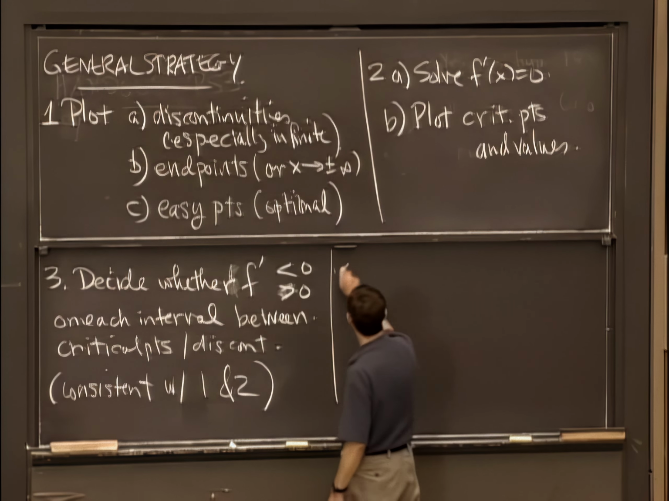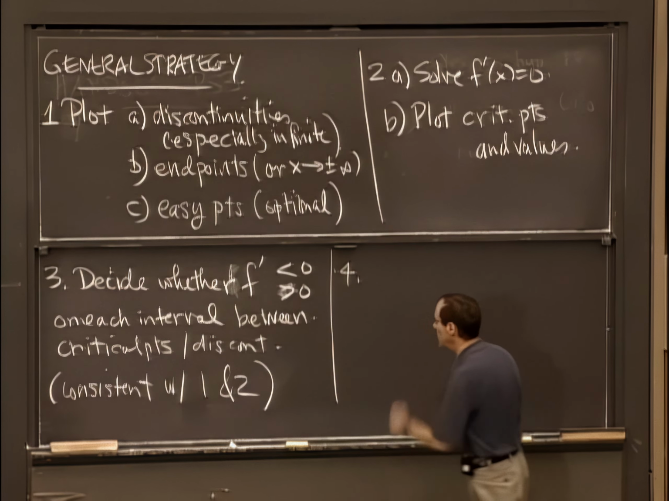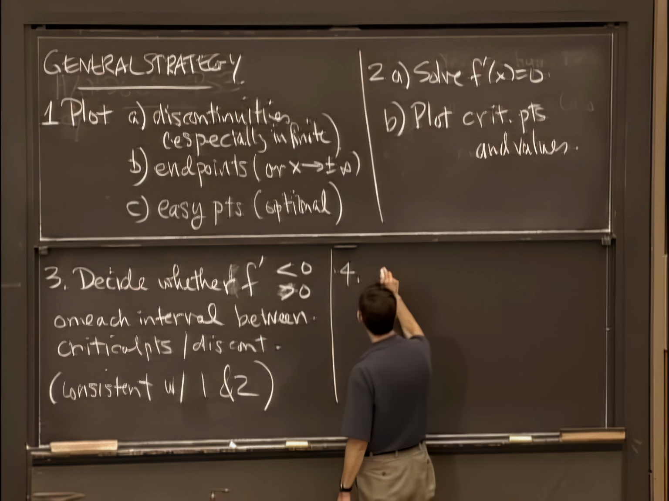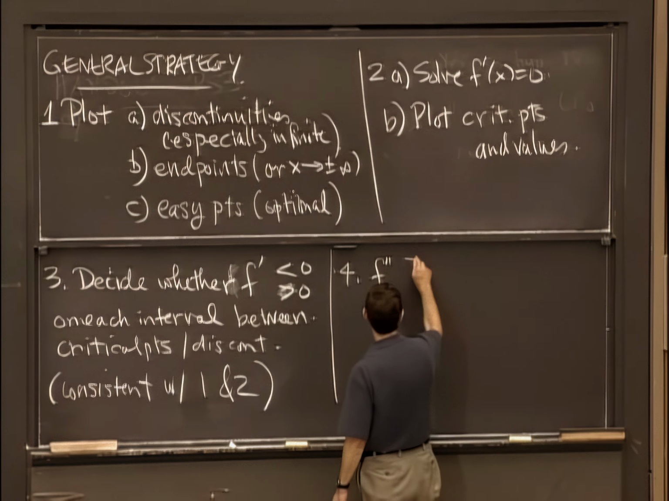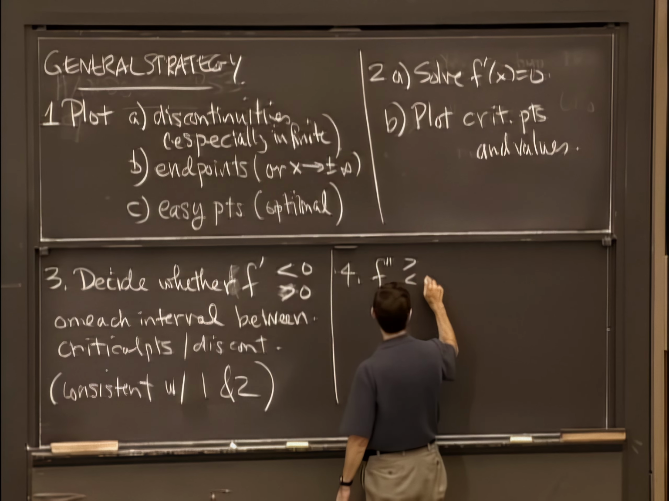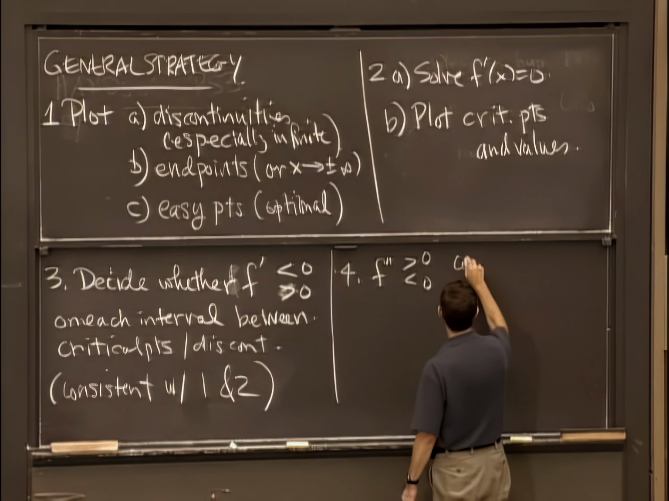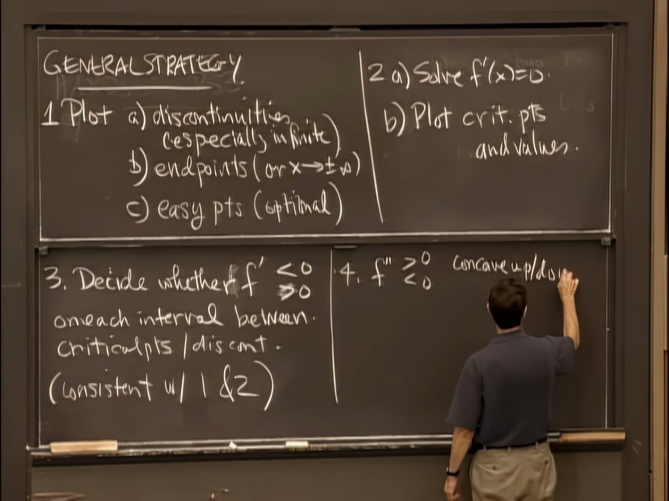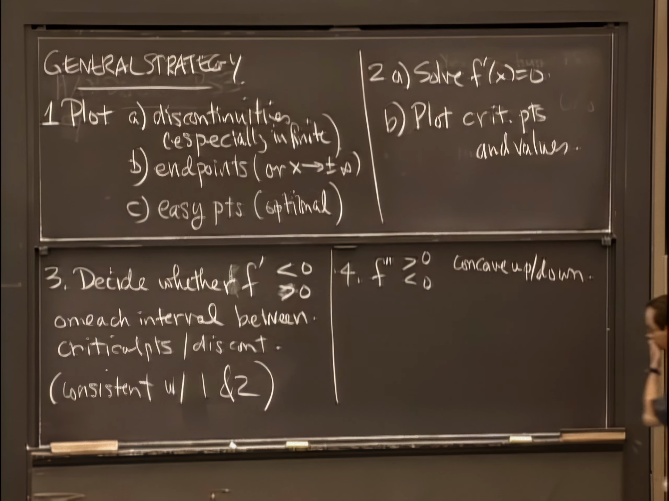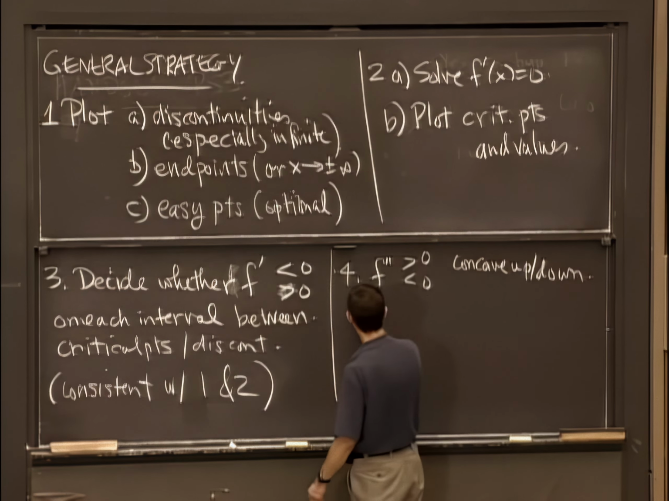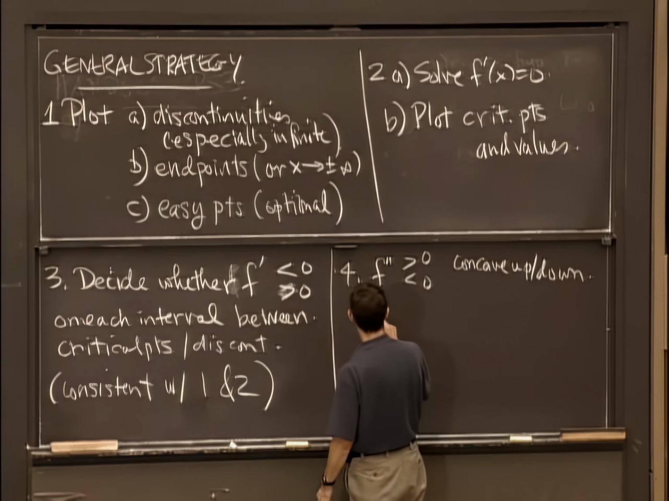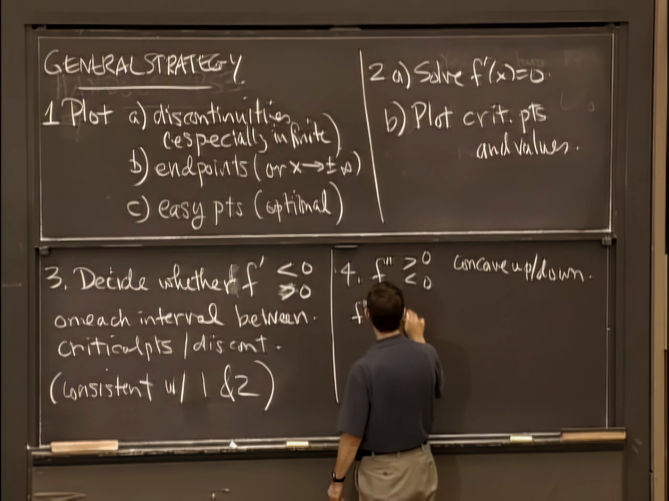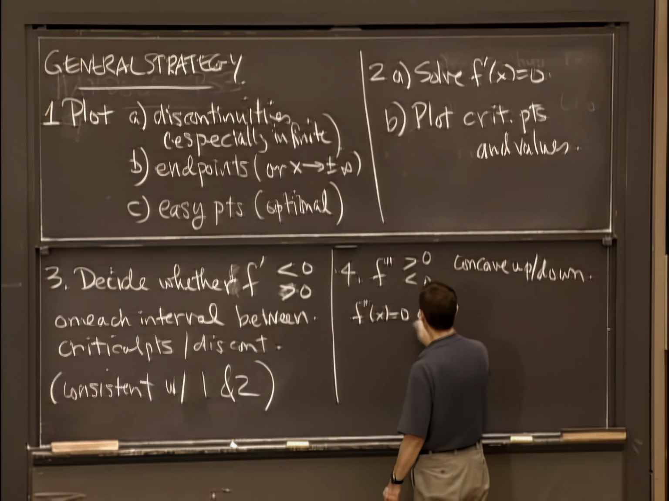All right, so what's the fourth step? Well, we take a look at whether f double prime is positive or negative. And so we're deciding on things like whether it's concave up or down. And we have these points, f double prime of x is equal to 0, which are called inflection points.